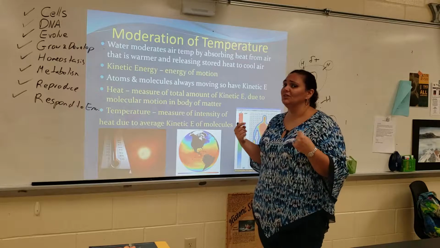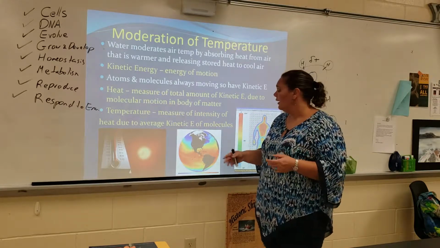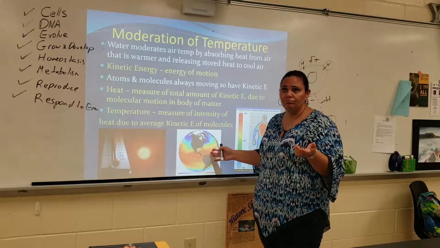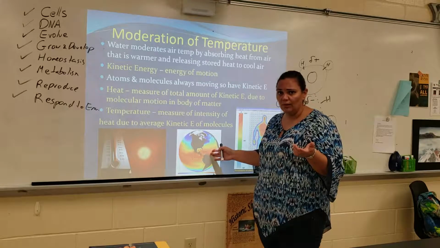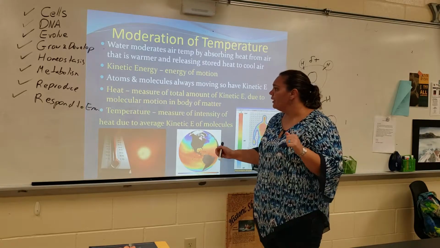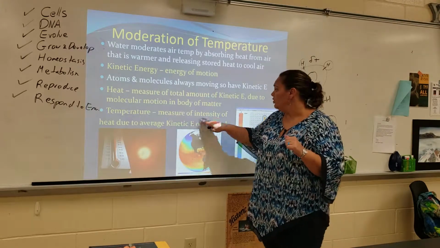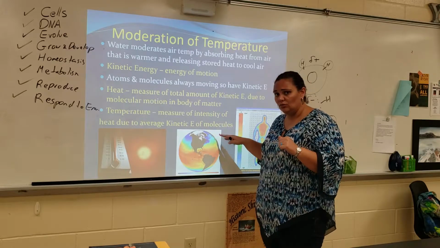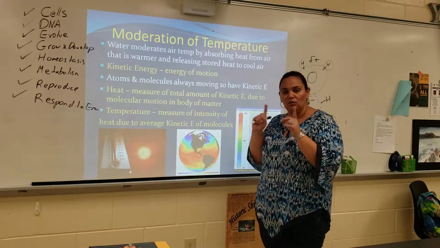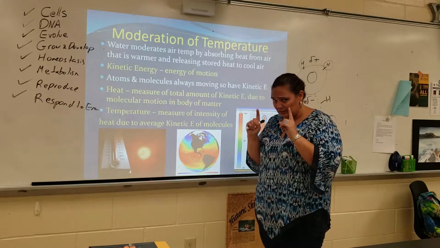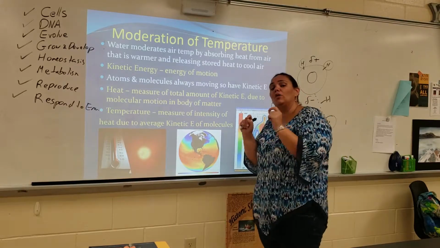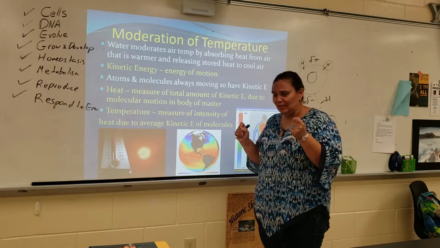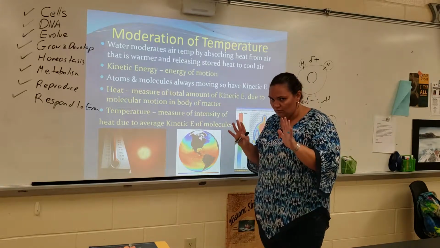Because our body temperature is 98.6, and even right here in front of Dina, low 80s, I think is where we're at right now, 82, right about there. Because temperature is a measure of intensity of the heat due to the average kinetic energy of the molecules. So it's the molecules moving, giving off that heat. It's the average temperature of those molecules moving. All right? I know it's like splitting hairs. Don't get over worried about it.